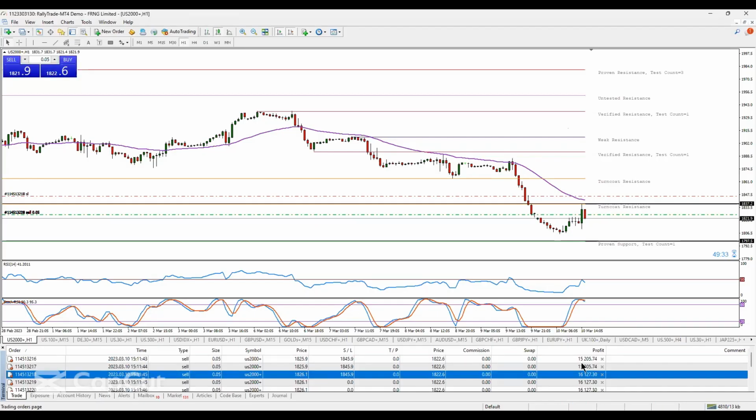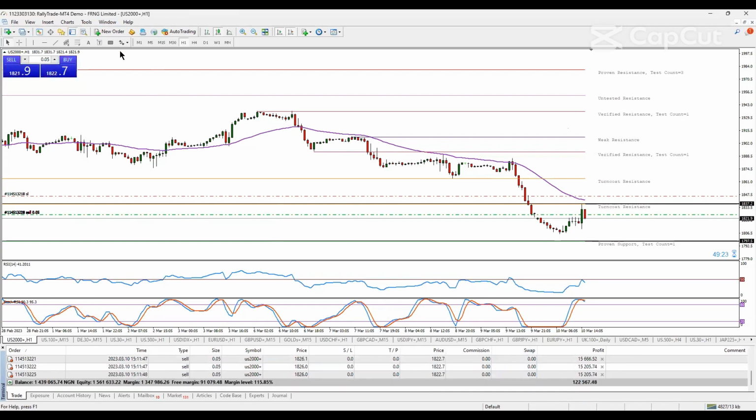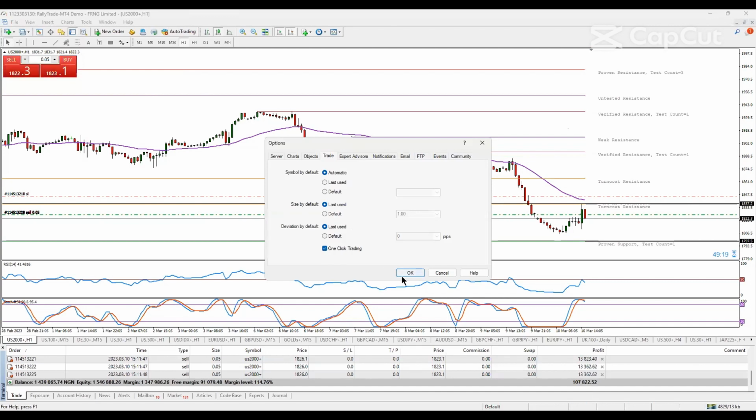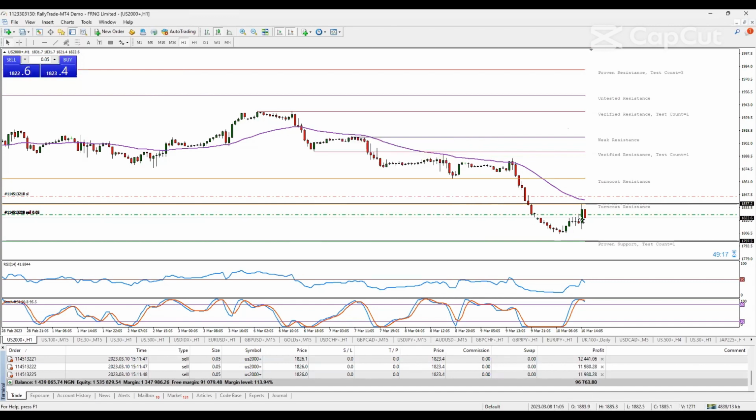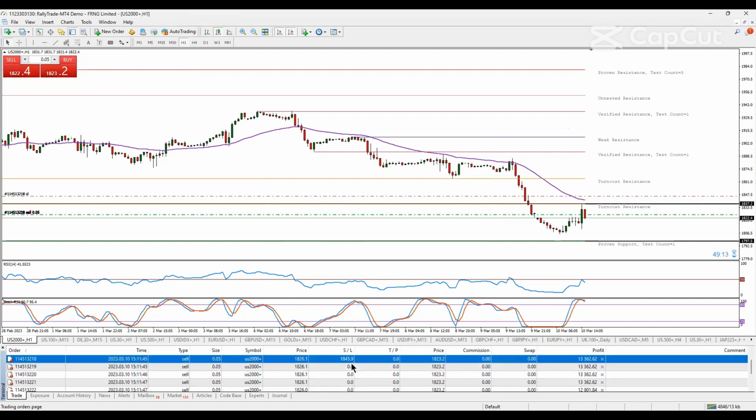Now I can begin to, I put on my one click, right? Tools, options. One click is on. Okay, right? So you can see how we're making money already, right? So you just put in the stop loss for the rest of them.